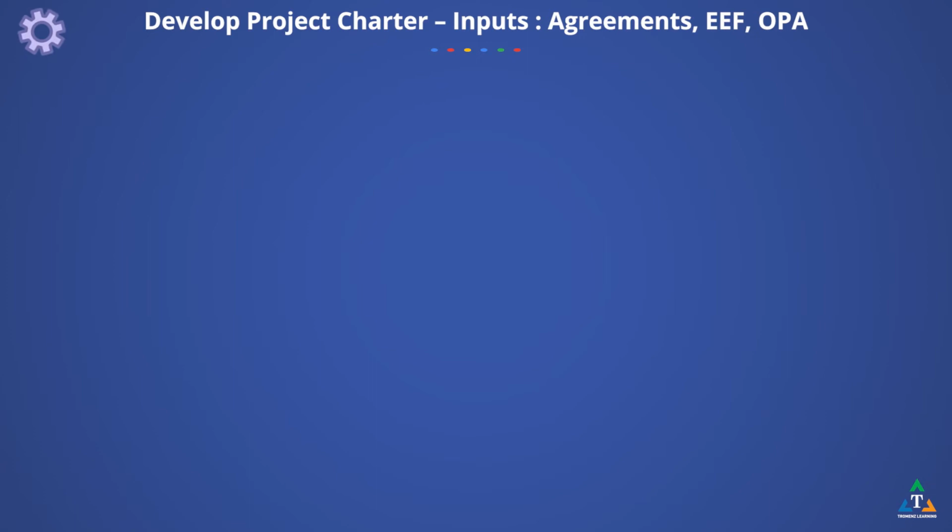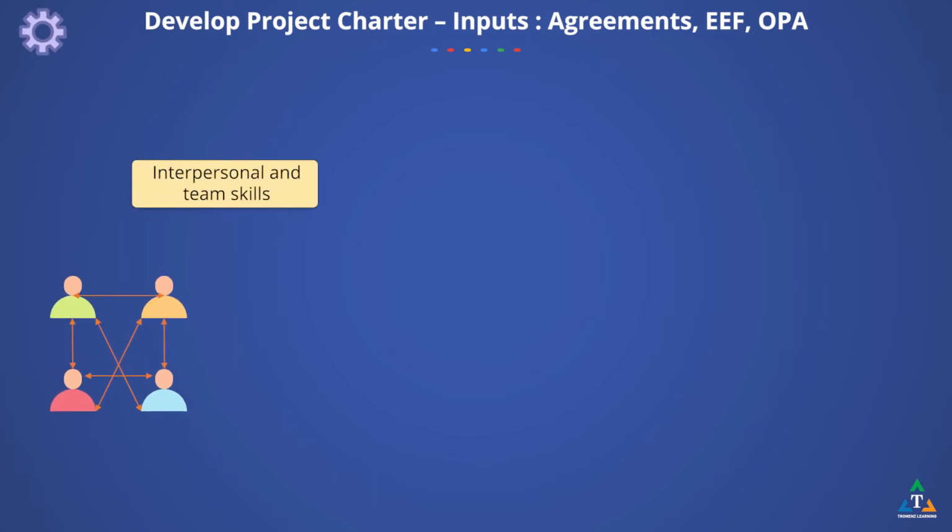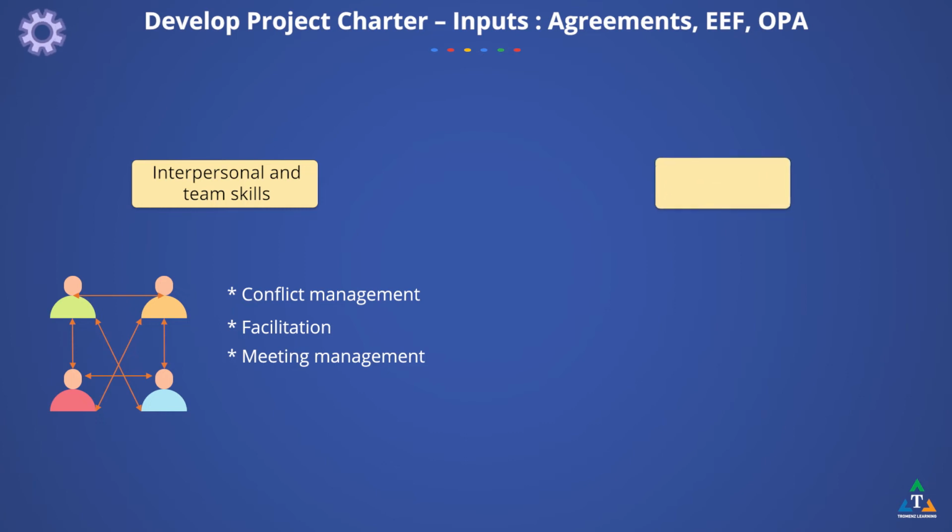Project managers must have excellent interpersonal and team skills that can be used for this process. Conflict management is the ability to resolve conflict on the project. Facilitation is the ability to effectively guide a group event to a successful decision, solution, or conclusion. Meeting management is taking steps to ensure meetings meet their intended objectives effectively and efficiently.